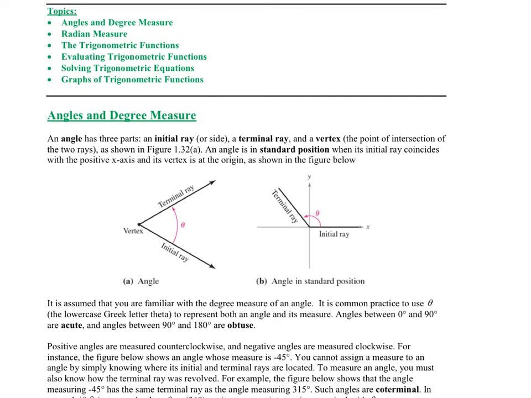An angle has three parts. It has an initial ray, and then it has what's called its terminal ray, and then the center point is called the vertex. And so what we always do is we put it in standard form, where the initial ray is always on the positive x-axis and the vertex is always on the origin of the graph. And if you notice, they always open up in a counterclockwise direction.